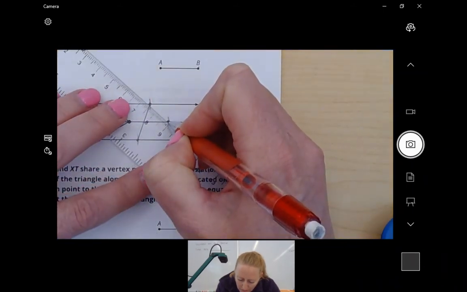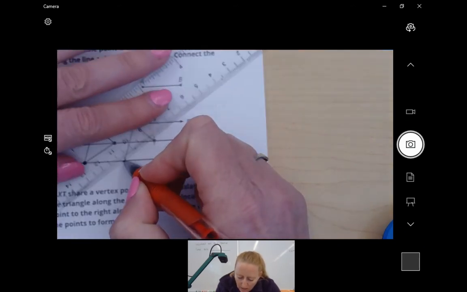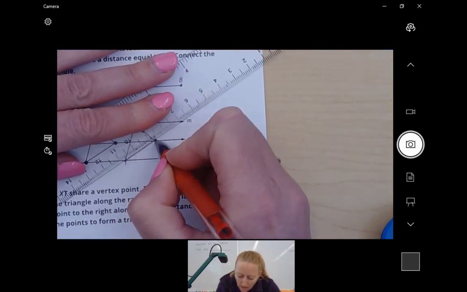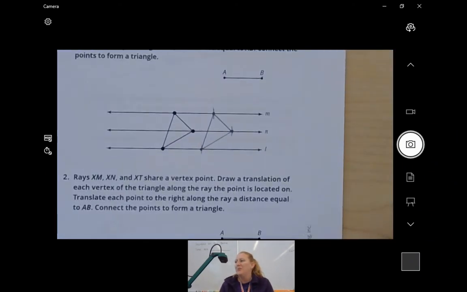Connect the dots. La la la la. Connect the dots. La la la la. Isn't it pretty? Woo! That looks pretty snazzy, doesn't it?